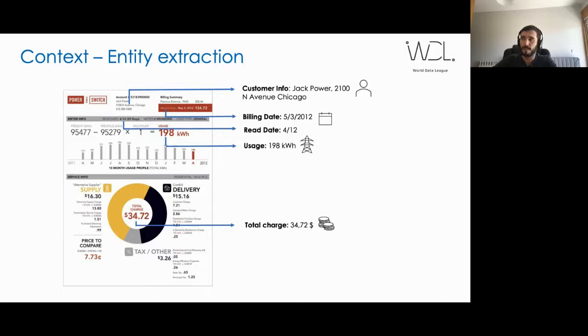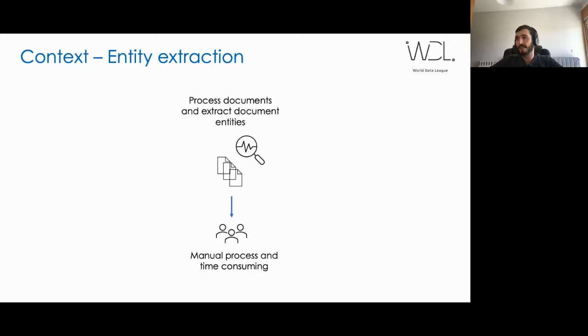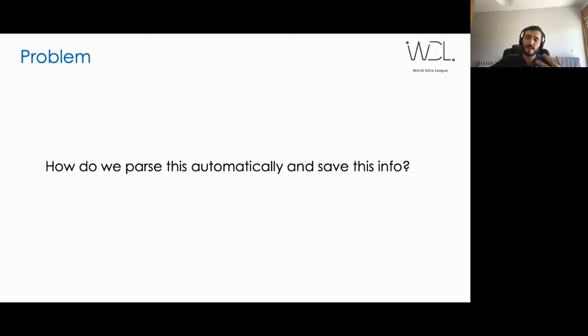As you imagine, to extract these fields, the way it is usually processed nowadays is very time consuming, because usually people need to look at these documents and manually extract these entities. The downside of this is that it's very time consuming. It's a boring task, let's say. So the question right now is, how can we parse this automatically and save this info?